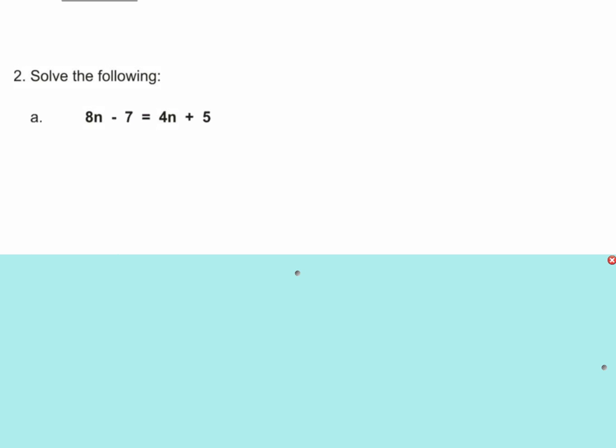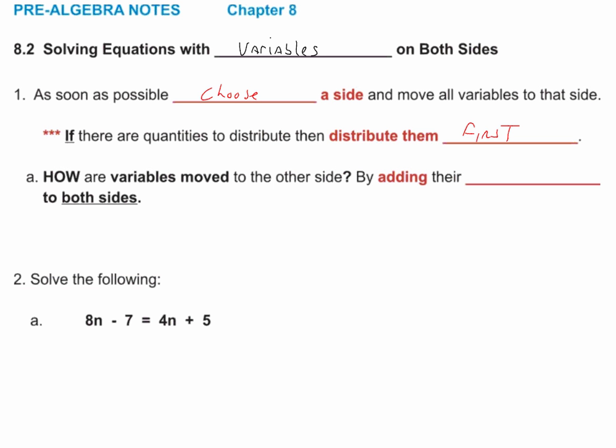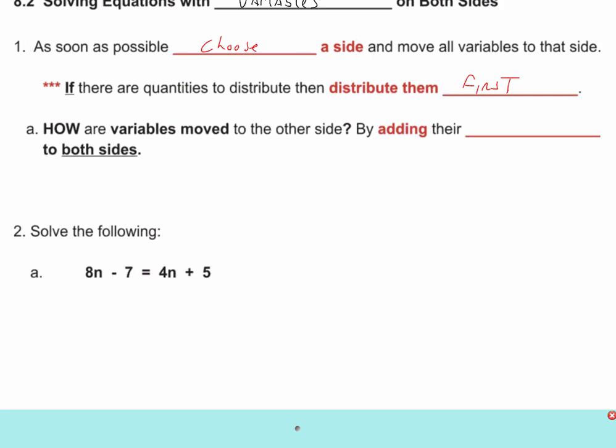8n minus 7 equals 4n plus 5. Now in this problem, there is no distributing. So we're really ready to choose a side. So we have to make a choice.